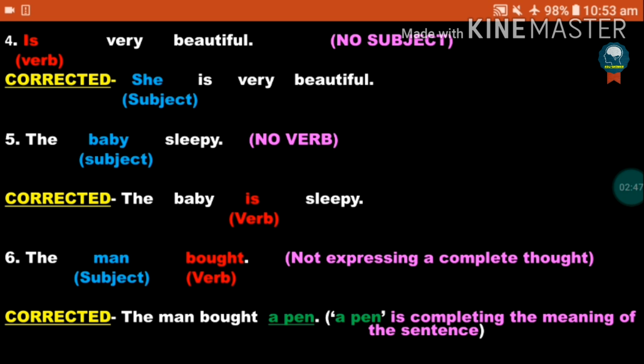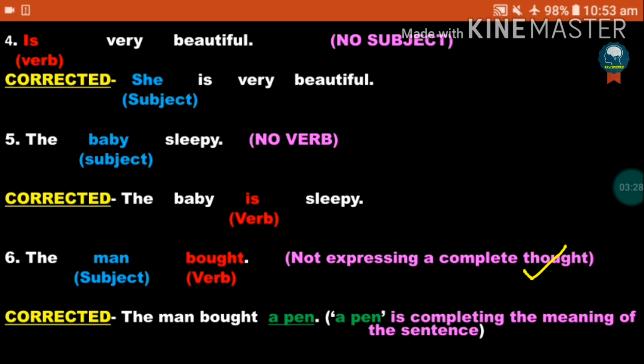Okay, now let's move on to example number 6. The man bought. Here the man is the subject and bought is the verb. But although both the subject and the verb are present in this example, just think, is this example telling us about a complete thought? Is the example giving us a complete message? The answer is no. The man bought what? उस आदमी ने क्या खरीदा? We do not know. So example number 6 cannot be said to be a sentence because ये हमें पूरा information provide नहीं कर रहा है.